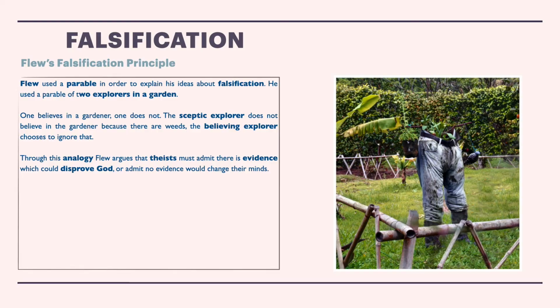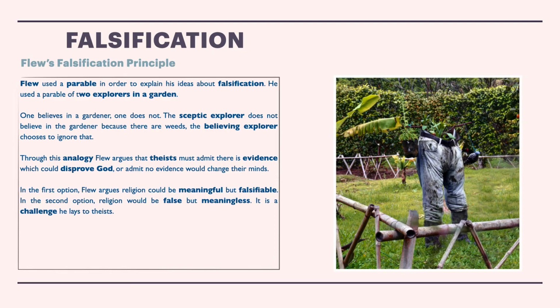In this case, the believing explorer does not admit that there is evidence that disproves the gardener, and also doesn't admit that there's any evidence that would change their mind. Now, in the first option of admitting there is evidence that could disprove God, Flew argues religion could be meaningless here, but falsifiable.